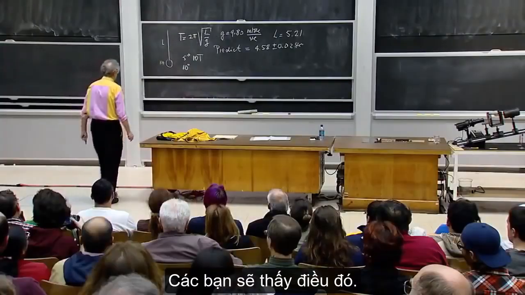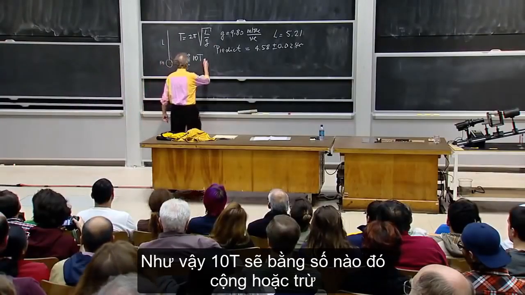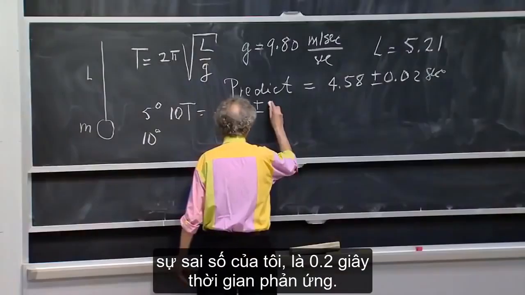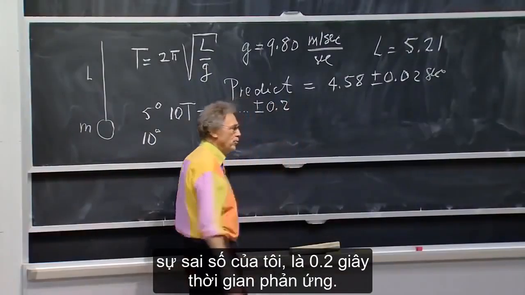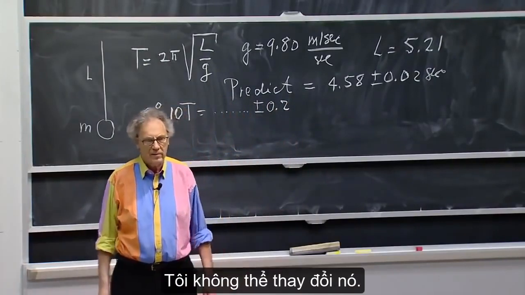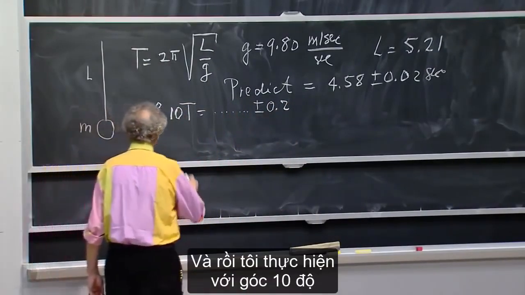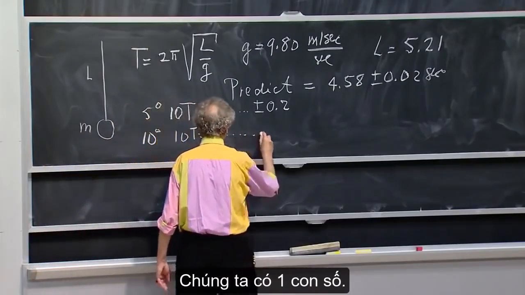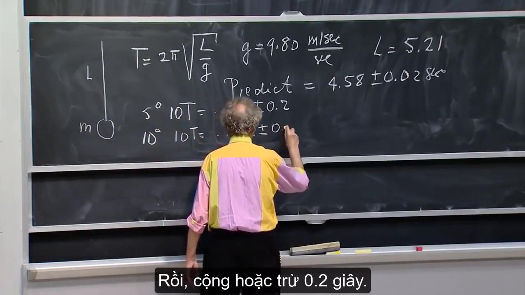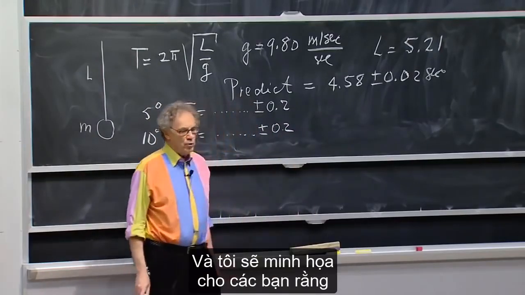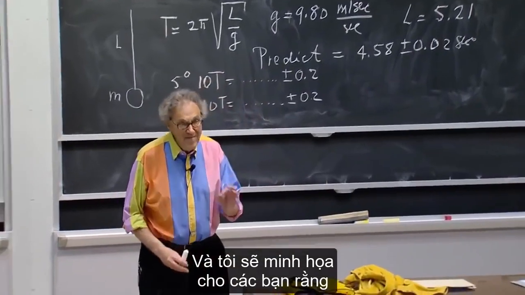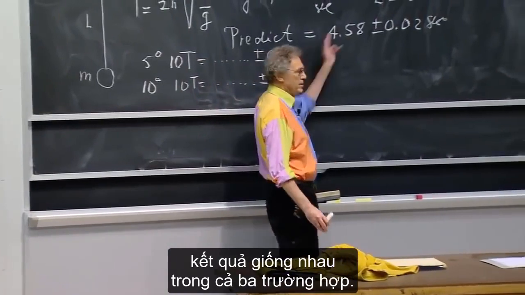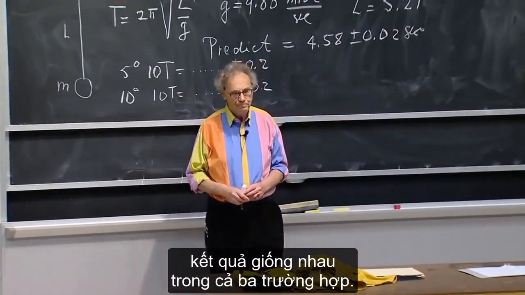You will see that. So the 10t is then going to be some number plus or minus my own inability, which is my 0.2 seconds reaction time. I can't change that. And so then I do it at 10 degrees, and then we get again 10t. We get a number, and then we get again plus or minus 0.2 seconds. And I'm going to demonstrate to you that within the uncertainty of the measurements, I get the same numbers in all 3 cases, within the uncertainty.